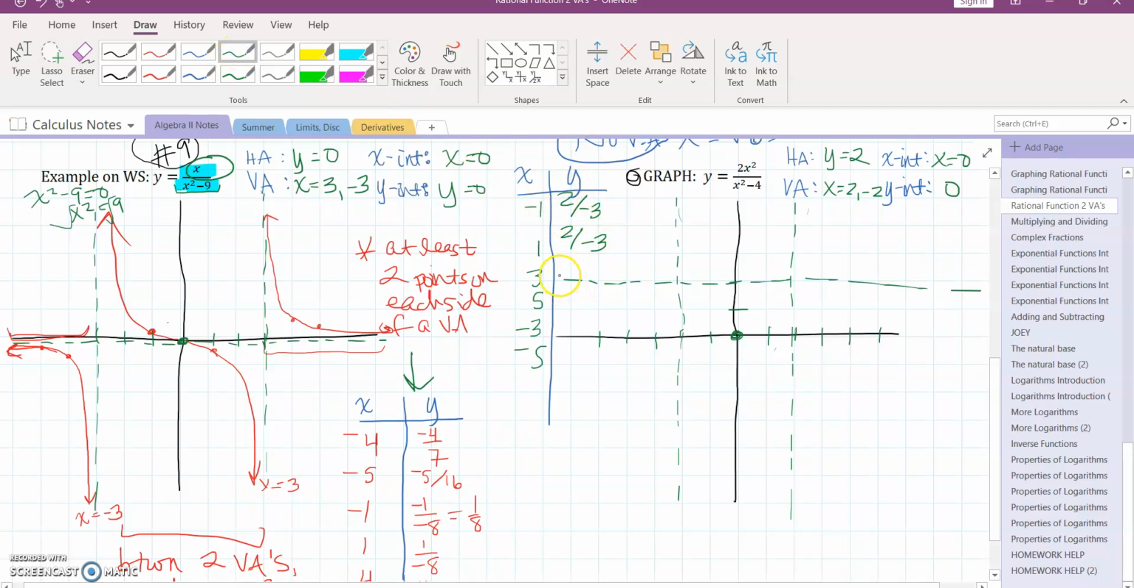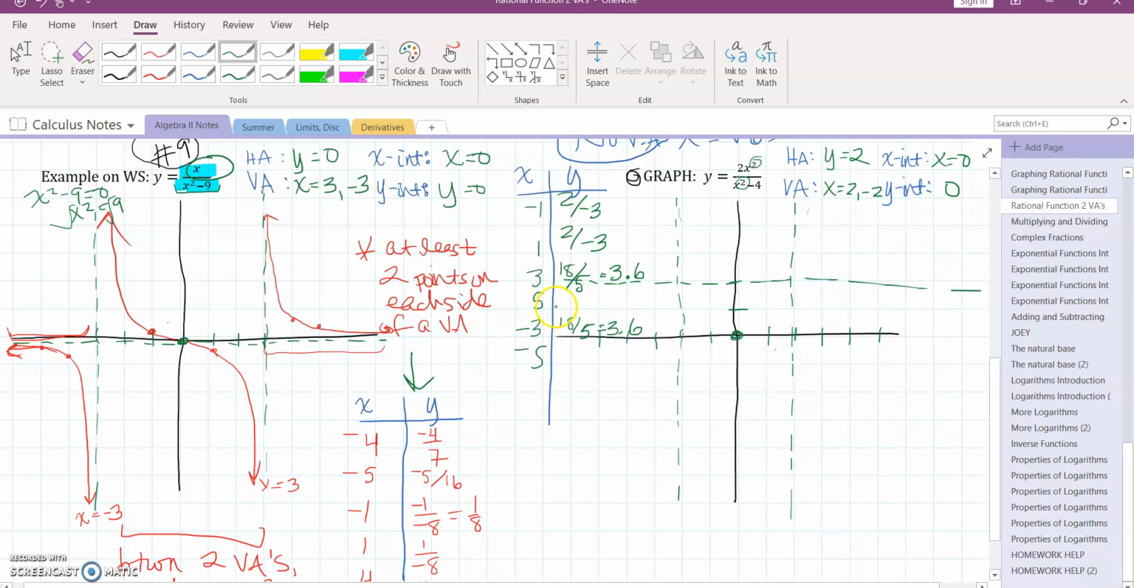So if I plug 3 in, 3 squared is 9. 9 times 2 is 18 over 3 squared is 9, 9 minus 4 is 5. 5, 10, 15, that's 3 and 3/5, so 3.6. If I plug -3 in, because you're squaring, you're going to get the same exact output. So 18 over 5, which is 3.6.